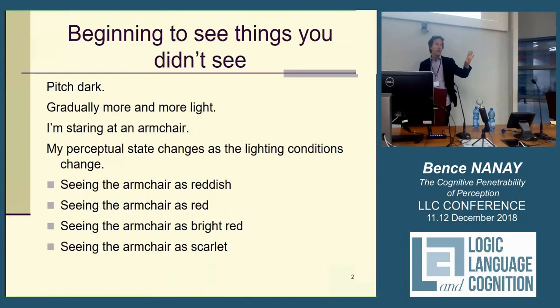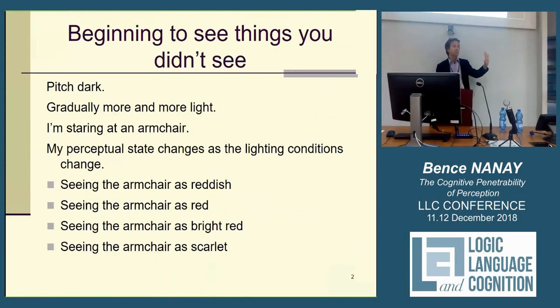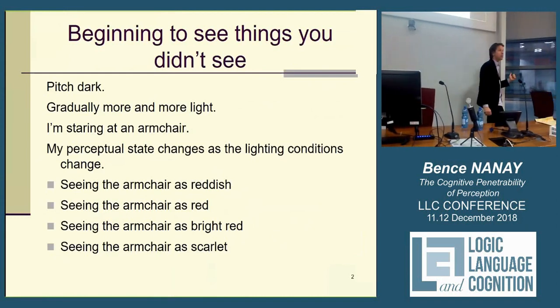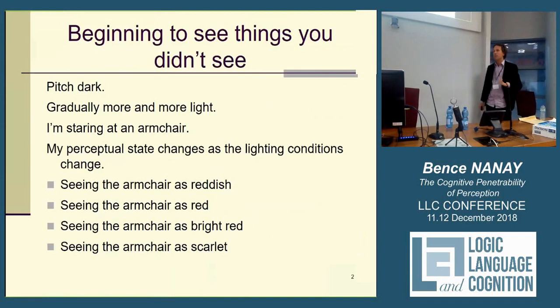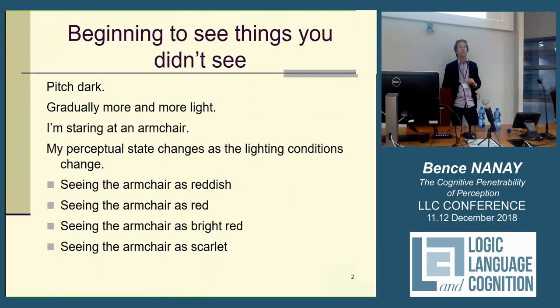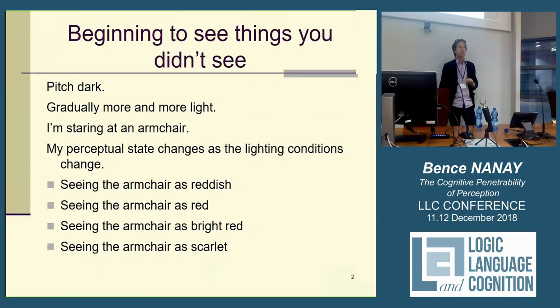So first, I just don't see the armchair's color at all, and then I see it as reddish, and then as red, and then as bright red, and then scarlet, and then as a specific shade of scarlet. The question is what changed?